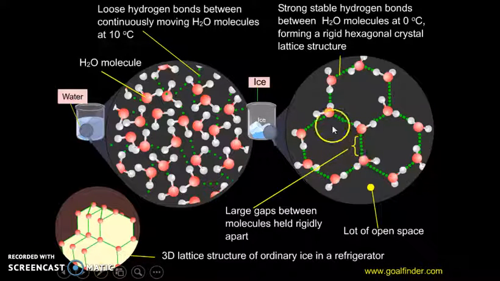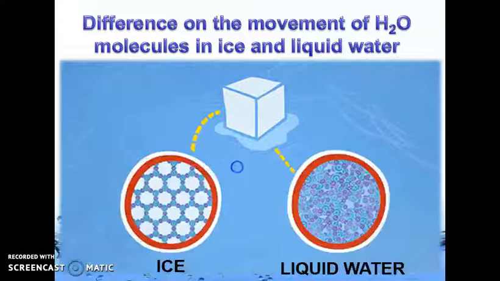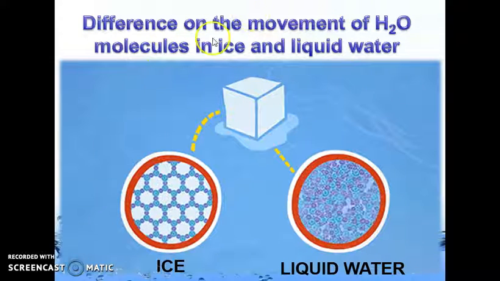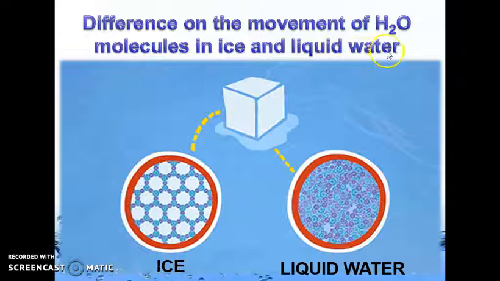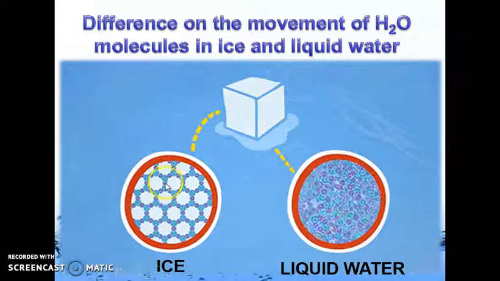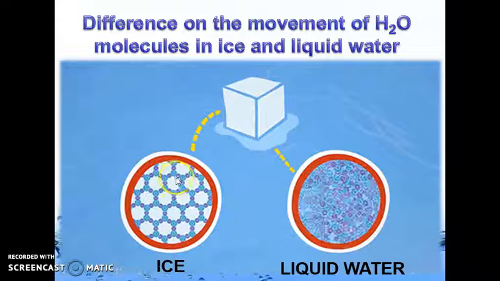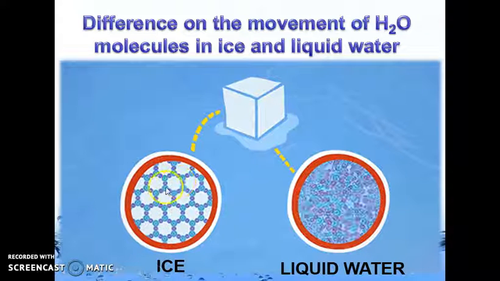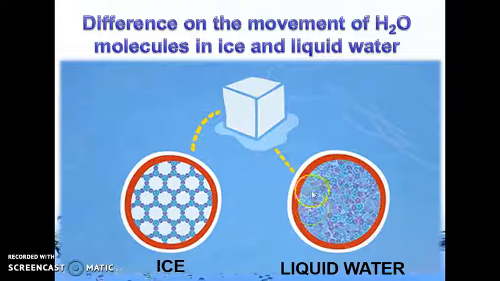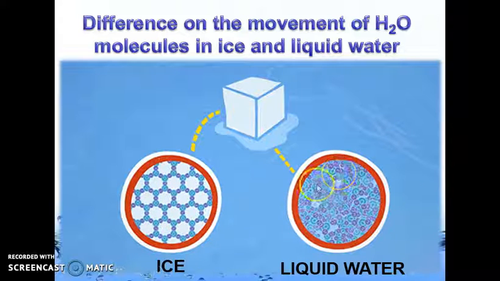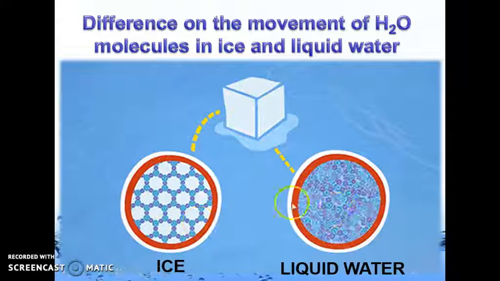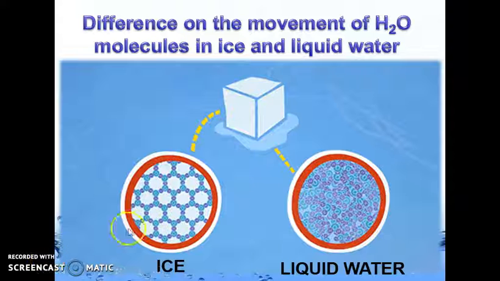This is what we call the open space or open structure of ice. So this open structure of ice will cause the density of ice to be less than the density of liquid water. You can see here the difference in the movement of water molecules in ice and liquid water. In ice, the molecules of water vibrate. But in liquid water, they are moving faster than the molecules of water in ice.